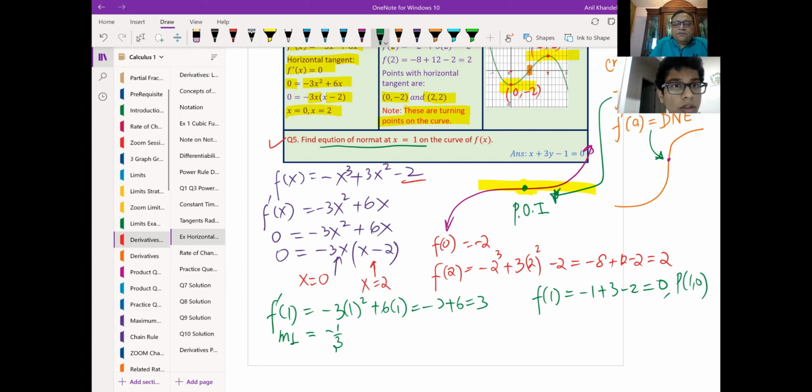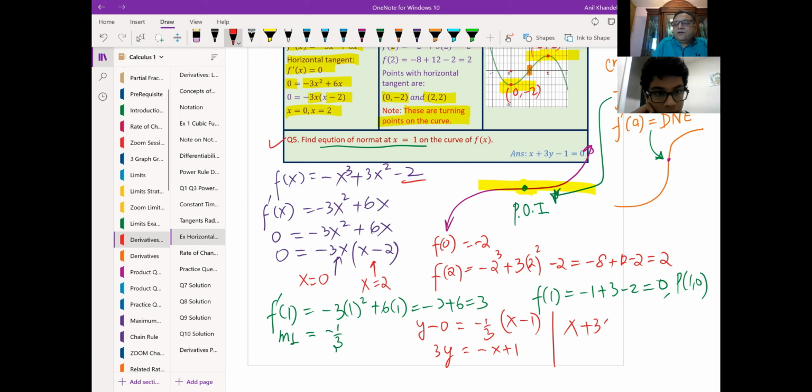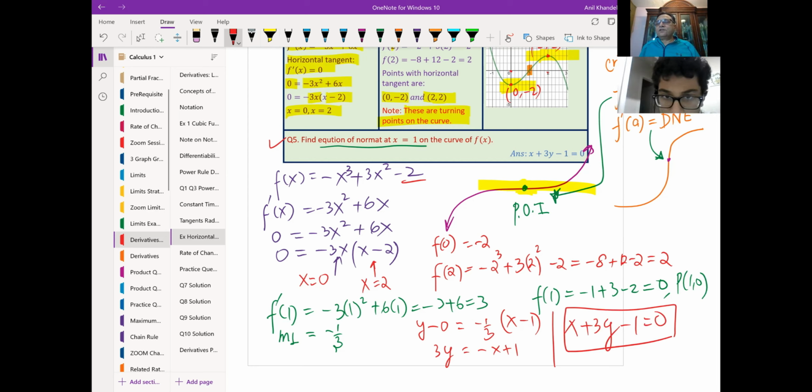And therefore the equation will be, let me write it differently, y minus the y value of 0 equals the slope, minus 1 over 3, times (x minus 1), correct? So cross multiply, we get 3y equals minus x plus 1, or x plus 3y minus 1 equals 0. Is it okay? That is how you can find the equation of the normal at any point, which in this case is x equals 1 for the given curve.